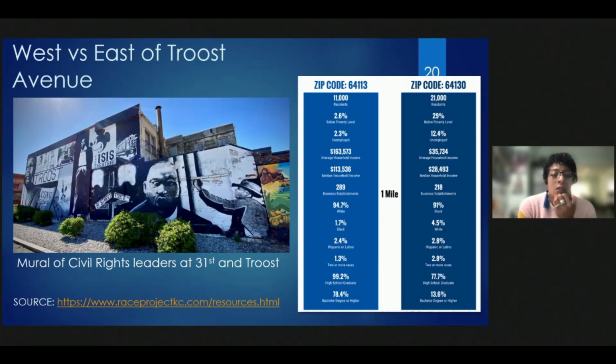This mural is actually on Troost Avenue. It's become a famous symbol of, obviously, Dr. King, but also just the history of Troost Avenue. And there's a lot of civic pride around that street. And it really is in a period of renaissance, though we're being very careful that it doesn't get gentrified. Click again, please.